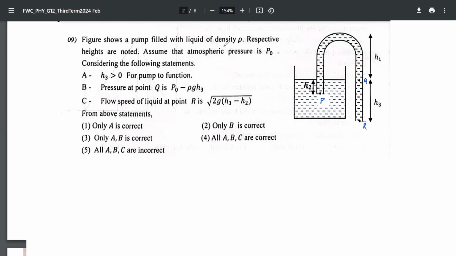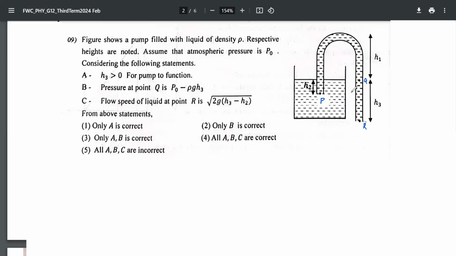Figure shows a pump filled with liquid of density rho. Respective heights are noted. Assume that the atmospheric pressure is P0. Consider the following statements. First, without reading the statements, let's analyze the function of a siphon. The purpose of the siphon is to take out liquid through a tube. Now, you must be wondering why we need this, since we could have directly poured the liquid from the beaker. Imagine this to be a petrol tank, so this part will be closed and then you can't take it out. You need something like this. But anyway, let's follow the question.